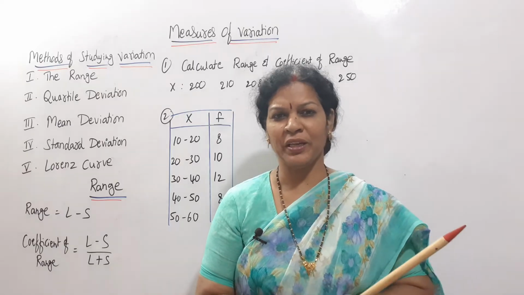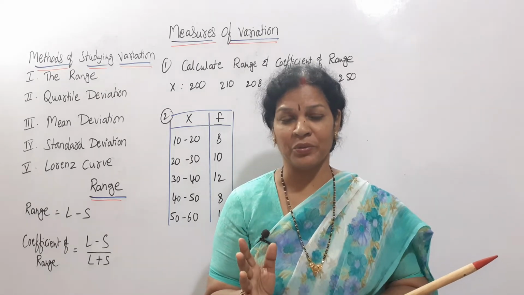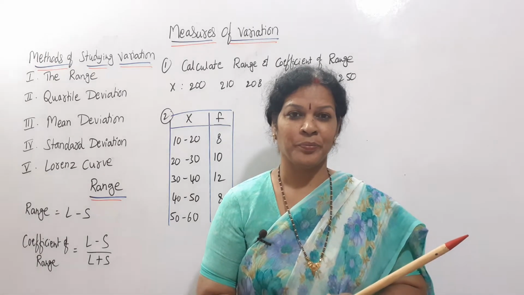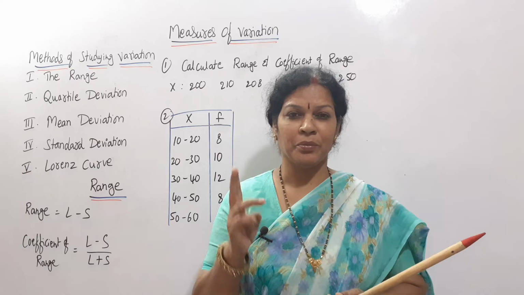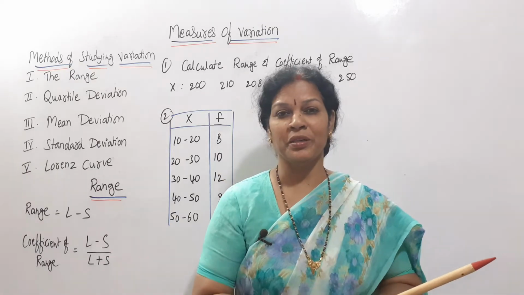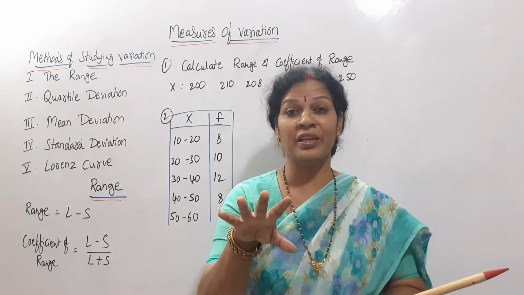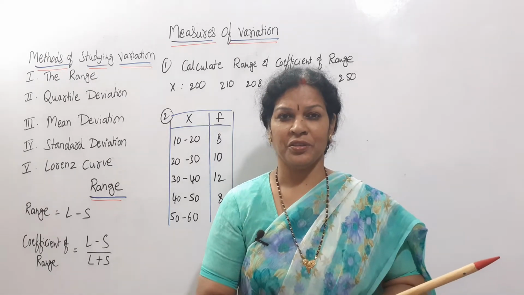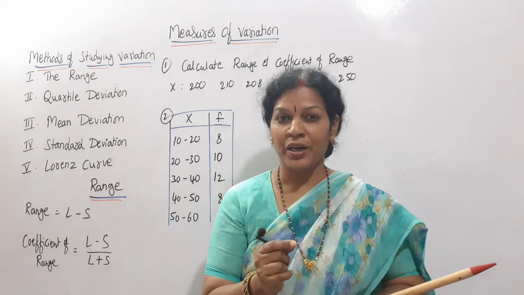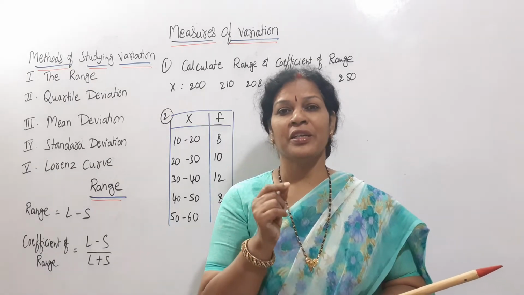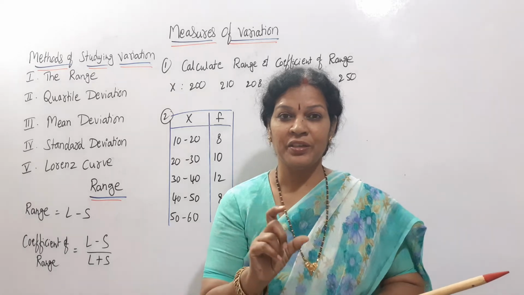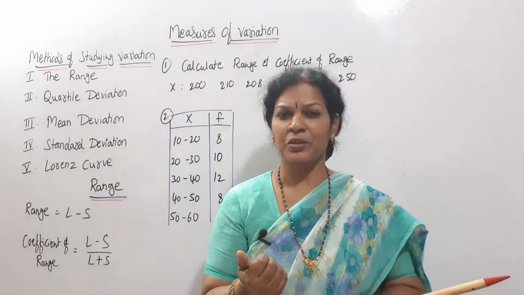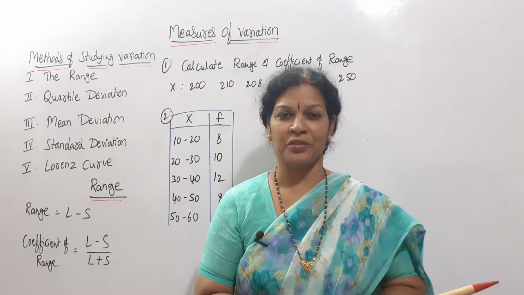In the last chapter we have seen measures of central value. In measures of central value we have focused mainly on averages like arithmetic mean, median, mode, harmonic mean, geometric mean. Mainly it focused only on averages. We didn't focus on the variations. The drawback of the measures of central value was ignoring the variations. Those variations we are going to find out through another chapter, so that is measures of variation.